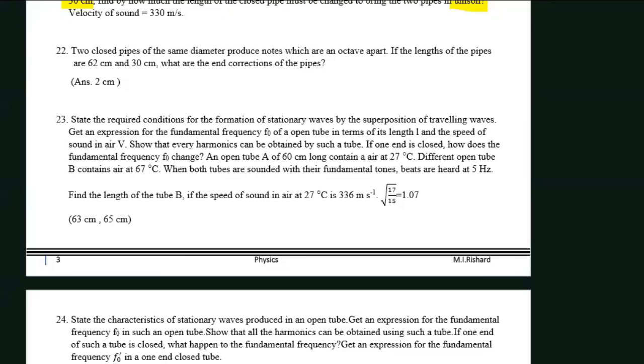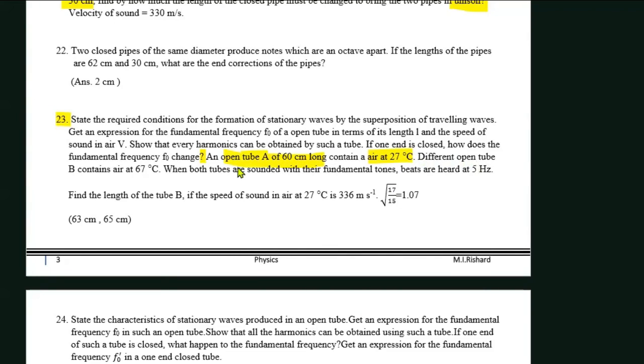Right. So let us go for the 23rd question, right? So here, the first few parts are simply theory. The question starts from this point, right? So they are saying an open tube A, right? So there is an open tube A of 60 centimeters long, and it contains air at 27 degrees.